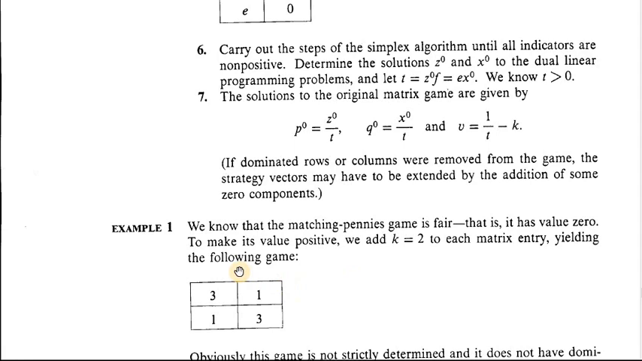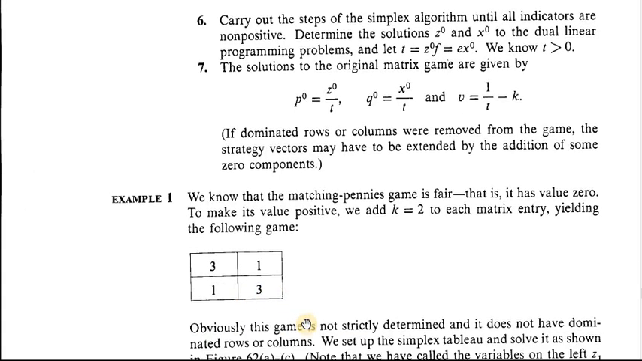So here's an example of a game. This game was obtained from the matching pennies game. The matching pennies game has 1, minus 1, minus 1, 1. And in order to make this game have a positive value, we just add 2 to each entry. If we want the value of the original game, we'll just subtract 2 from the result that we get here.